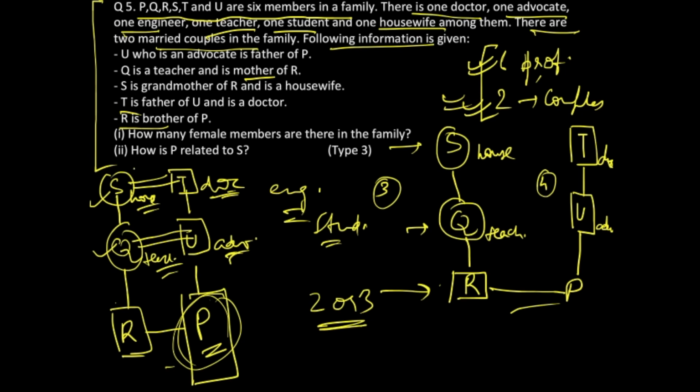The next question says, how is P related to S? You know that S is in the topmost generation, and since S is a female, no matter what the gender of P, S is going to be the grandmother of P, right? So you have arrived at this conclusion that S is going to be the grandmother. Alright, this is how you solve your type 3 sort of question.